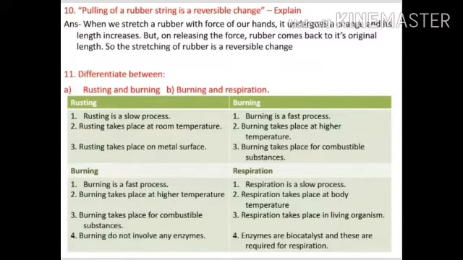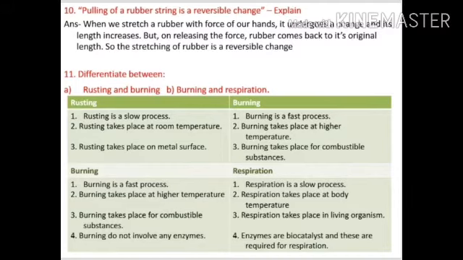Number 11, A is differentiate between rusting and burning. Number 1, rusting is a slow process. Number 1, burning is a fast process. Number 2, rusting takes place at room temperature. Number 2, burning takes place at higher temperature. Number 3, rusting takes place on metal surface. Number 3, burning takes place for combustible substances.